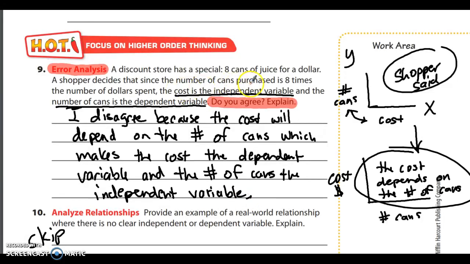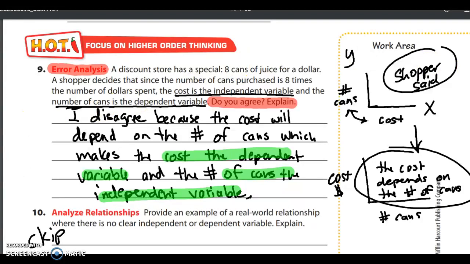They say the cost is the independent variable, and we know that the cost is the dependent. It's the key. The key is right here. We know that the cost is the, I'm going to change that to green highlighter. We know that the cost is the dependent variable, and we know that the number of cans is the independent variable. All right, good job. You are done with page 344.